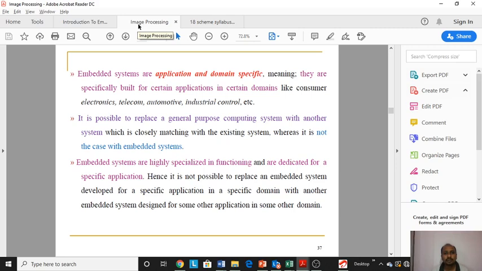Now, when I go with application and domain specific, they are especially built for certain applications in certain domains like consumer electronics, telecom, automotive, industrial control, etc. As I told you in the previous class, the difference between a general purpose and an embedded system: a general purpose is a computing system closely matching an existing system. But an embedded system is used only for a specialized purpose, only for a specific application.